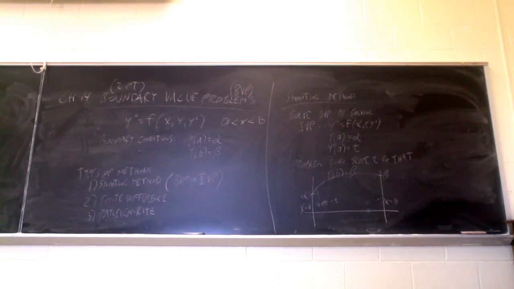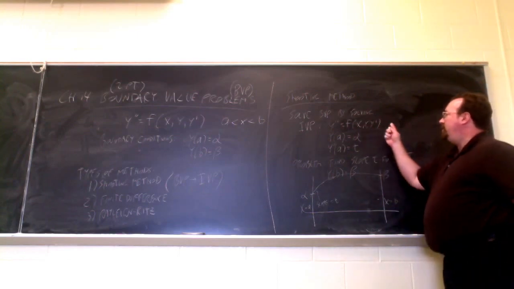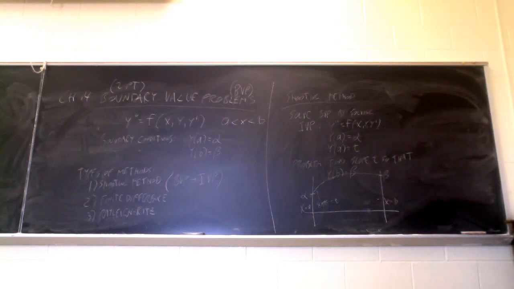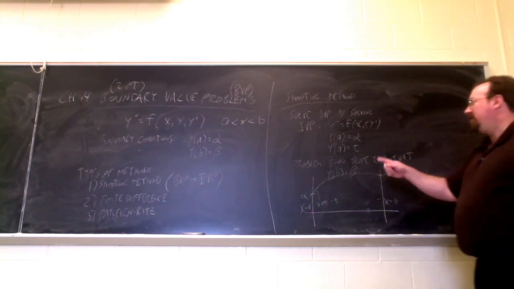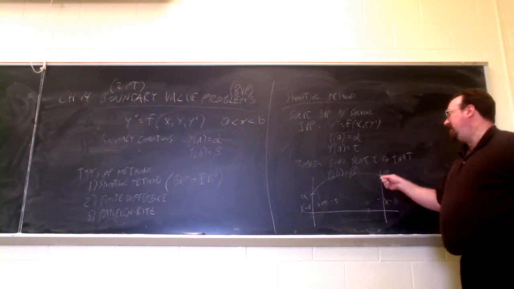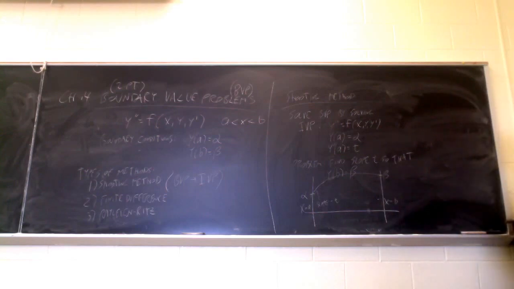But there's some slope that's going to work, and that's what you need to find. It turns out that if this ODE is a linear ODE, it's actually easy to get the right slope. But when it's not linear, then it becomes a lot more challenging, and you may have to fire more than once to hit your target beta.